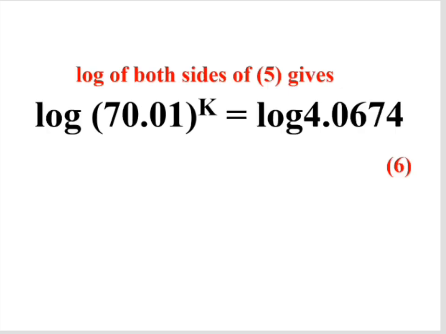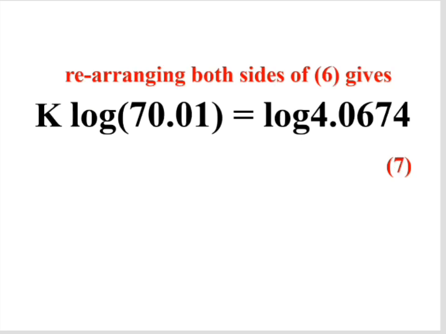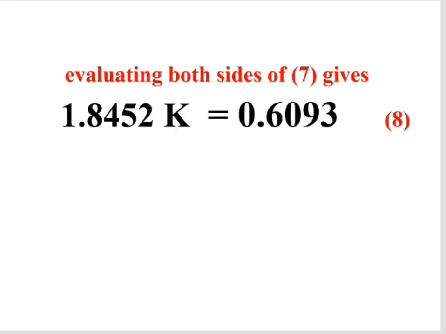The next thing now will be to take log of both sides of equation 5, because the essence of this is to look for a way to evaluate k, which is the unknown. So when we take the log of both sides of equation 5, we're going to have log of 70.01 to power k equal to log of 4.0674. Now, if we rearrange this equation 6, we bring down the k that was formerly in power form. It becomes k multiplied by log of 70.01 equal to log of 4.0674. This is in line with the law of logarithm. Now, evaluating the log values of both sides, we have 1.8452k equal to 0.6093.